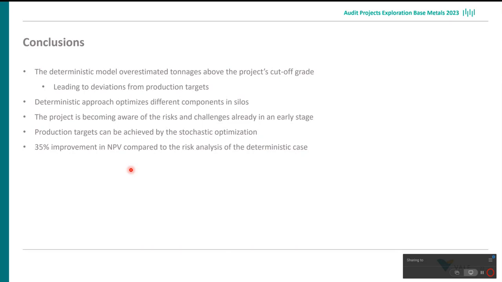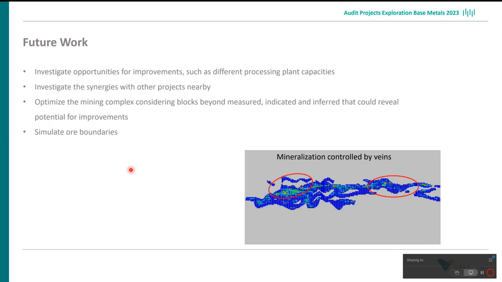So for future work, we wanted to investigate opportunities for improvements, such as different processing plant capacity, maybe to slow down and have a longer life of mine, and see how all this behaves. There are also studies for the possibility of investigating synergies with nearby projects, and maybe combining the material feeding the mill from different sources and from different areas.